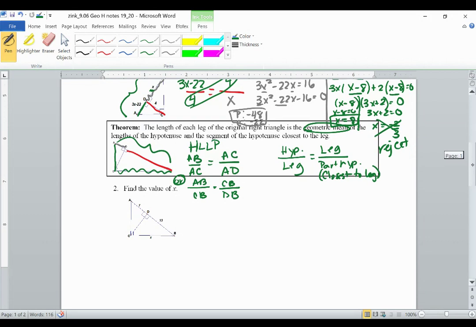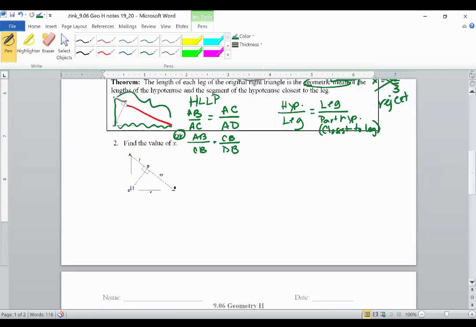Okay, so let's give this one a try. So we have a right triangle. Again, as I said before, you want to really start to recognize anytime you see this large right triangle with two small right triangles inside. So a large right triangle with an altitude dropped inside of it. So I'm looking here and I say I don't know my altitude and I'm not looking for the altitude. So that tells me I should be using HLLP.